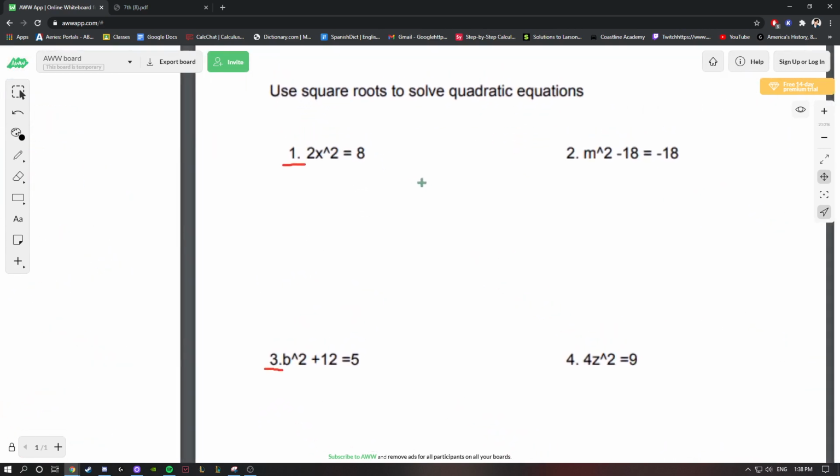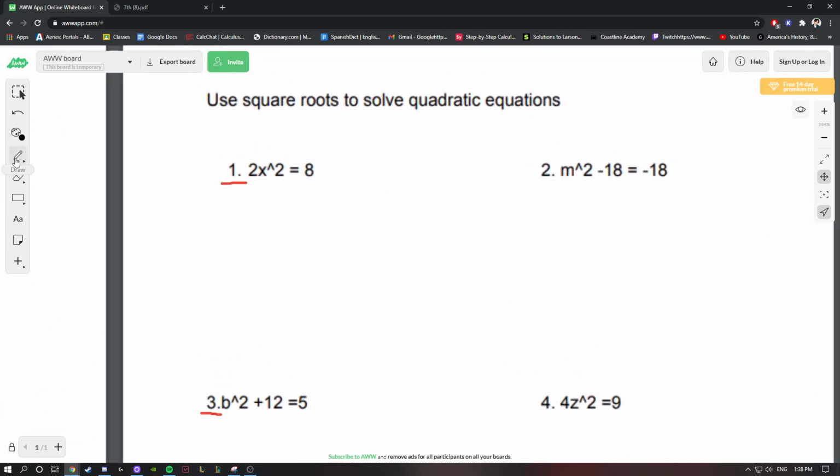Okay, so page 2, we're using square roots to solve quadratic equations. First, we have 2x squared equals 8. In this situation, we're solving for x, so of course we want to divide both sides by 2. We get x squared is equal to 4, and then in order to undo this squared, we want to square root both sides.